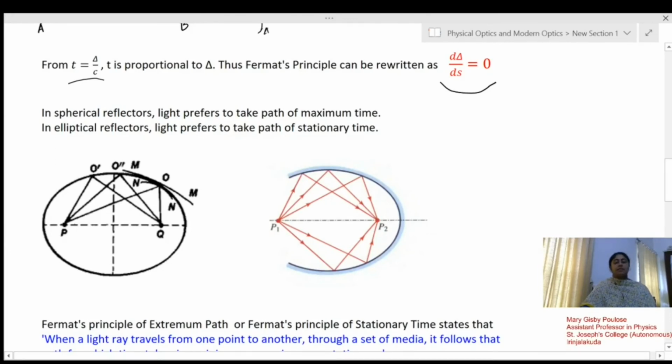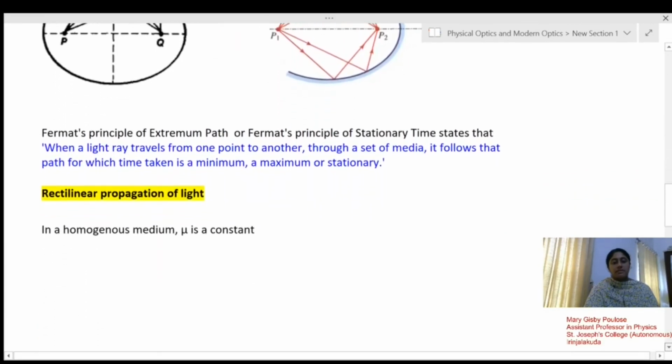What happens is, in the spherical reflector N O N, light takes the path for which time taken is maximum. Light prefers the path for maximum time. But in the spherical reflector M O M, light prefers to take the path of shortest time. So it depends on the curvature of that spherical mirror. If the curvature is less than that of the ellipsoid, it will follow the principle of least time. And if the curvature of the spherical reflector is greater than that of the ellipsoid, it will follow the principle of maximum time. So to make a generalization of these cases, Fermat then postulated Fermat's principle of extremum path, or Fermat's principle of stationary time.